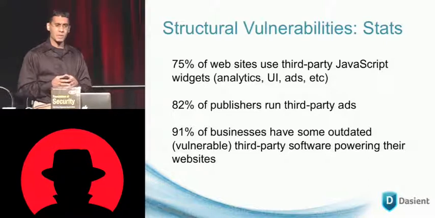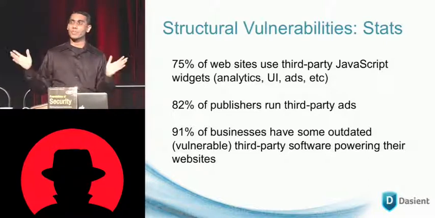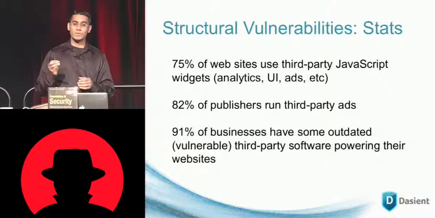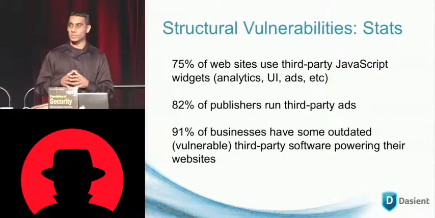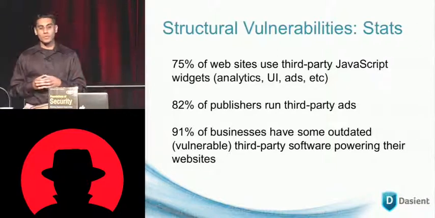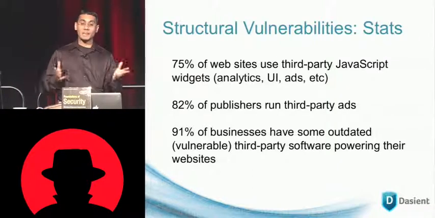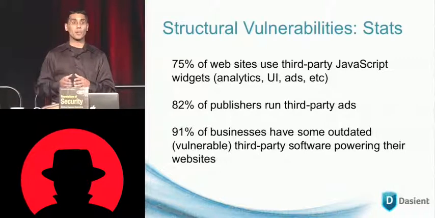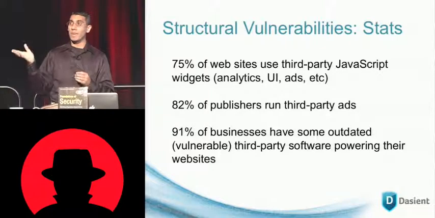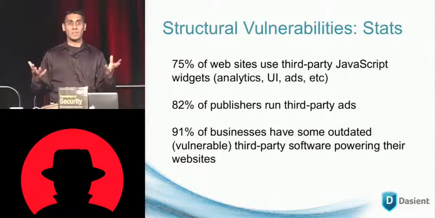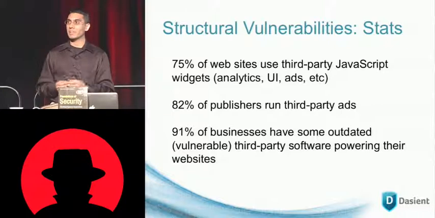One of the things that we found is that 3/4 of the sites on the internet use some form of third-party JavaScript widget. And of course, that can result in a structural vulnerability for the website. We also looked at external advertisements, and we found that 82% of publishers run third-party ads on their website. We also found that on average, a website on the internet has a 41% likelihood of running some kind of third-party ad.